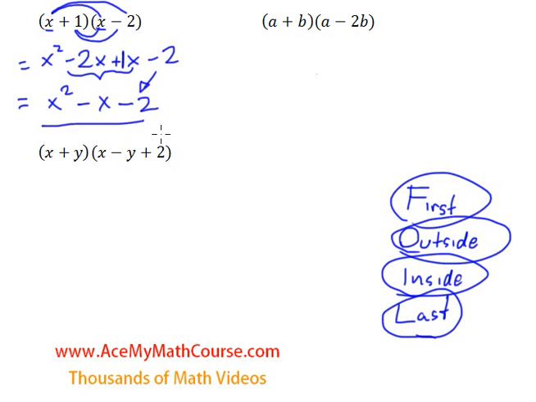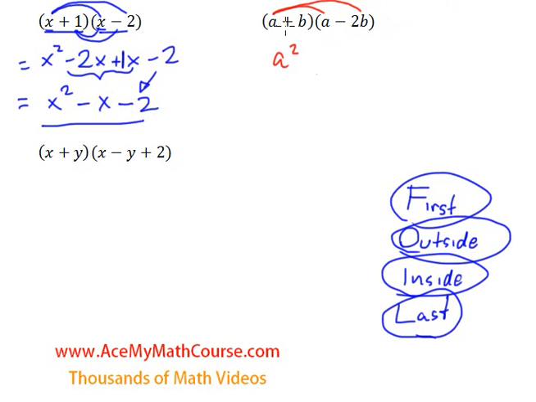And that's it. We have fully multiplied and expanded, even simplified these two binomials. So let's do that one more time over here with a plus b times a minus 2b. So first, a times a is a squared.